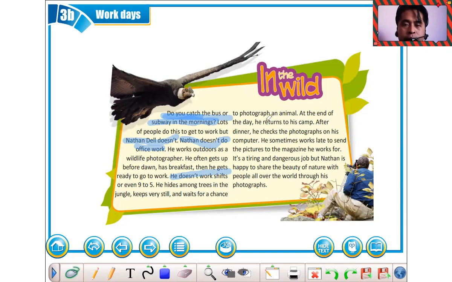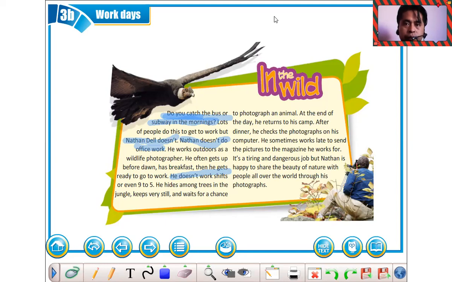Okay. At the end of the day, he returns to his camp. After dinner, he checks the photographs on his computer. He sometimes works late. It's a tiring and dangerous job. And no more. There are no more examples of negative or questions. Okay. And in this way, we're checking that the grammar point is working on what we wanted.